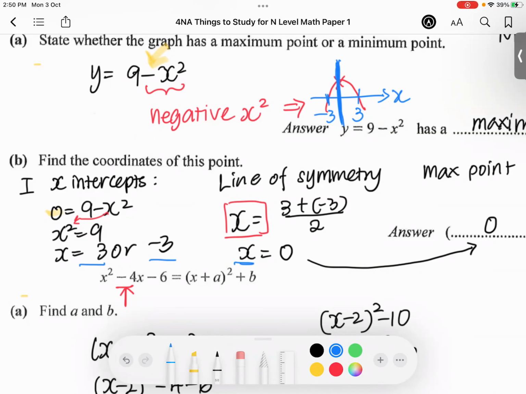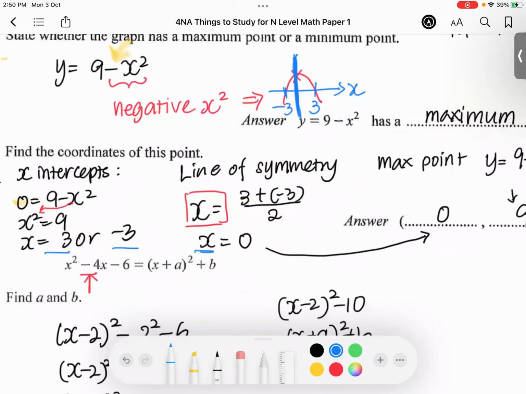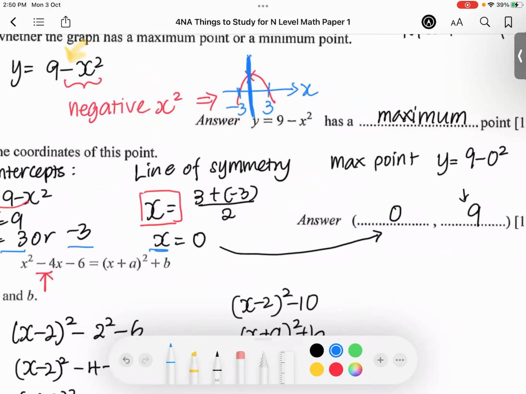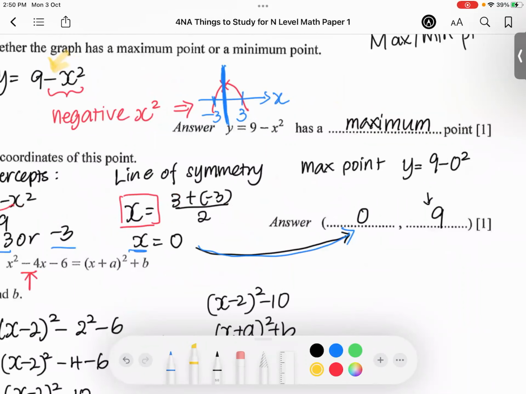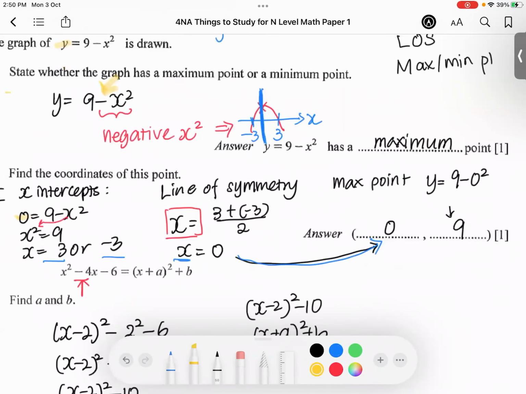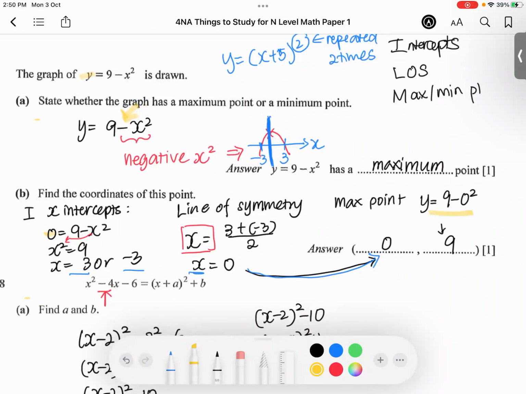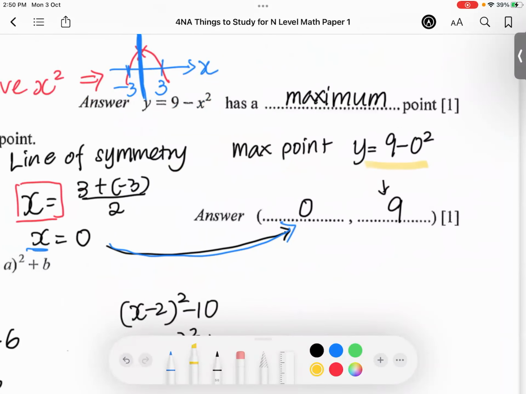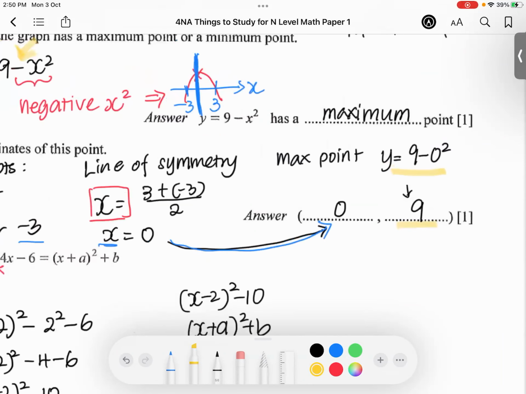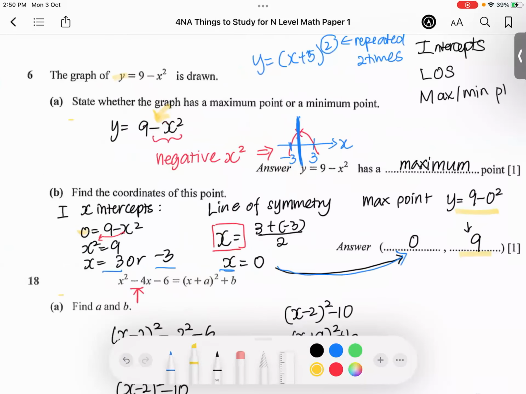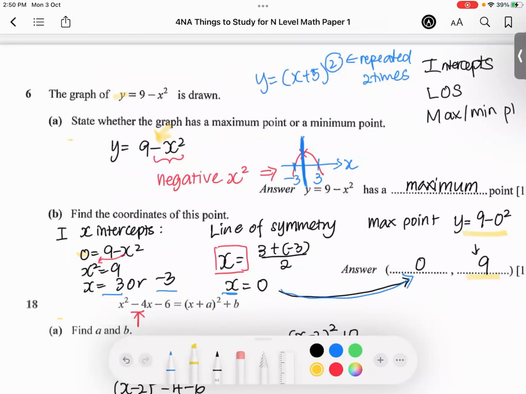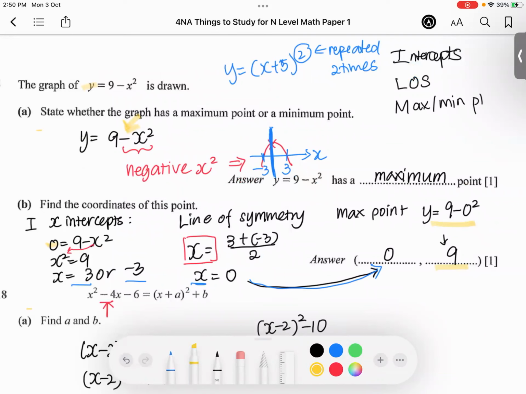That means if I want to find the coordinate of the maximum point, this x coordinate is 0. Then how do I find my y? Well, we know x is equal to 0 already, right? So we plug it into our equation. So y equals 9 minus 0 squared, which is still the number 9. Okay, so these are the general steps. I, L, and M. Intercepts, line of symmetry, maximum or minimum point. These 3 things can solve, in general, at least 90% of the quadratic graph questions.